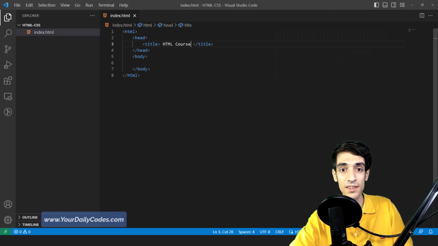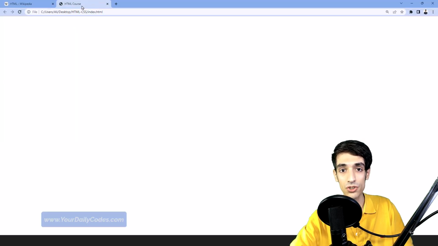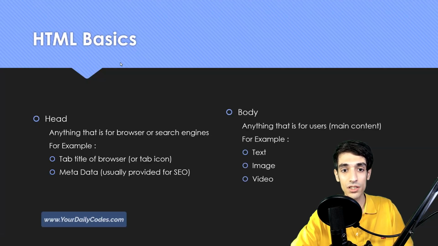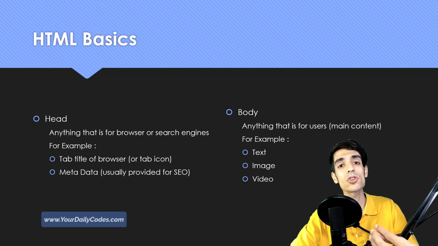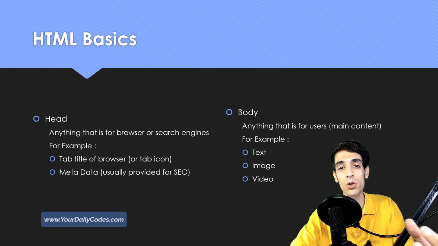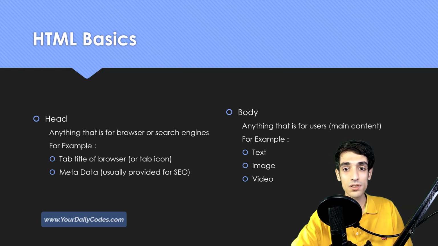And this is it. Now that we know about the head section, let's compare the head section and the body section with each other. As you can see, the head section is for search engine optimization, or we are basically talking to the browser. But in the body section, we are basically talking to the user, and we are providing some content, whether it's text, image, video, a style. We are providing data for our endpoint user. So this is the difference.